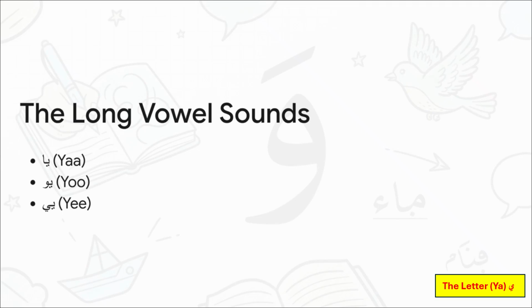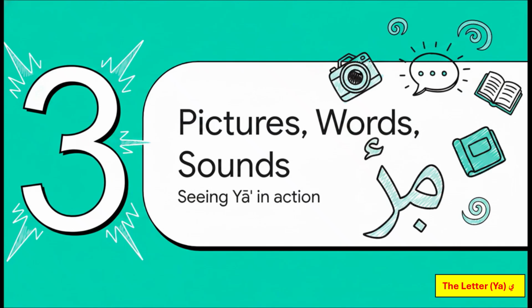So what if we want to make those sounds longer? Simple. Ya just teams up with other letters. When it pairs with an aleph, like you see here, it becomes a long ya. When it joins with a waw, you get yoo. And when it's next to another ya, you get a nice long yee sound. Hear the difference? Ya, yaa, yu, yoo, yi, yee. Fantastic. Now that we know the theory, let's see it in action.